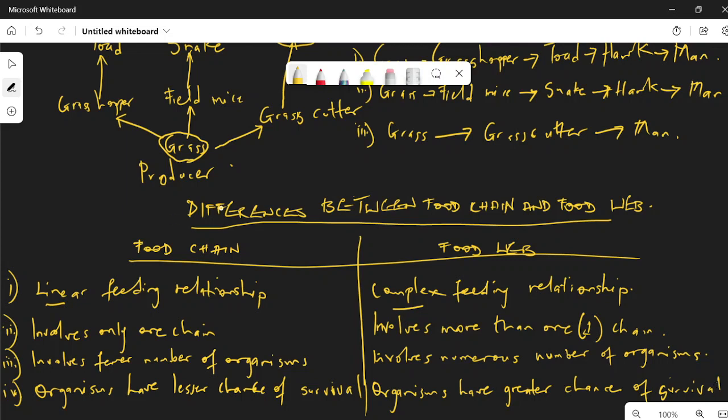In food chain we say that it has a linear feeding relationship, while in food web it is referred to as a complex feeding relationship. This one, food chain, is a straight line relationship, while this one has multiple chains fused together. That is why it is referred to as a complex feeding relationship. And number 2 says food chain involves only one chain.